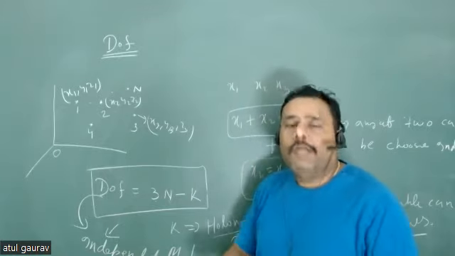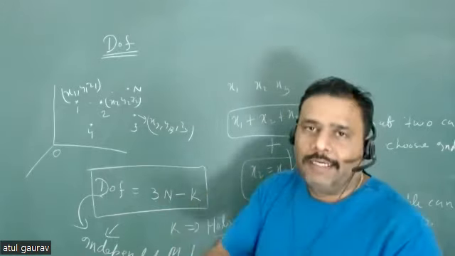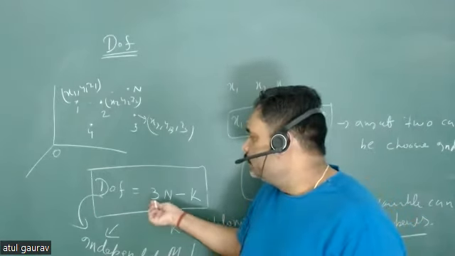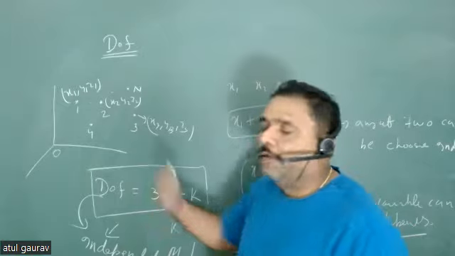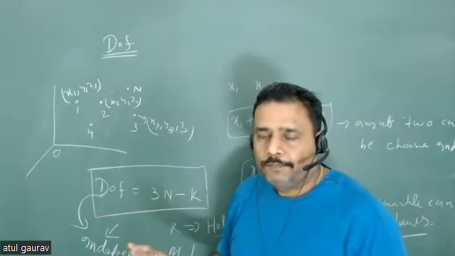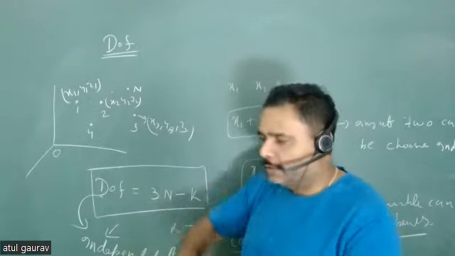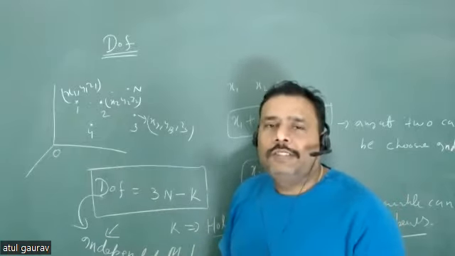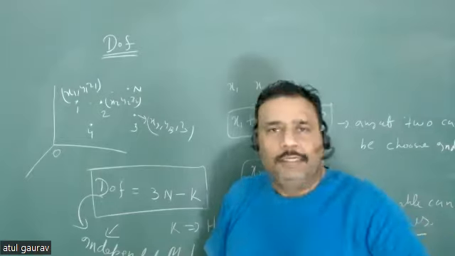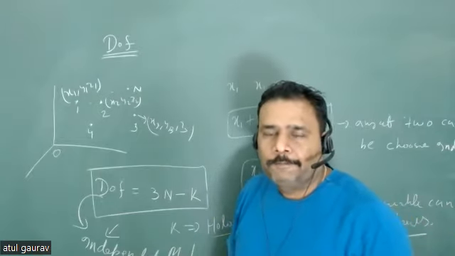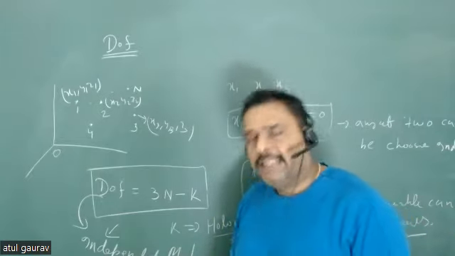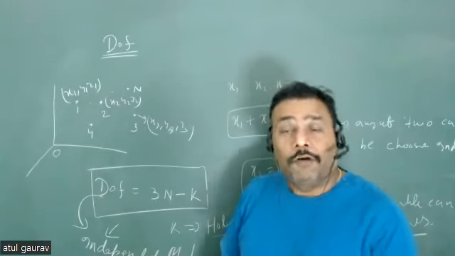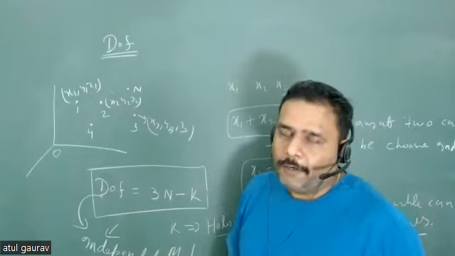Obviously, but 2-dimensional is a constraint of 3-dimensional, isn't it? So don't write this as 2n minus k for 2-dimensional. Listen, your first rule is that you will keep your system free in space. Are you getting my point? And then you will find what the possible degrees of freedom are for the free particle.